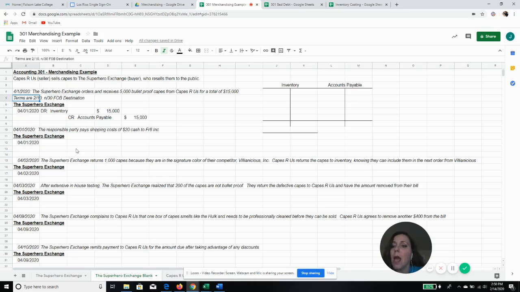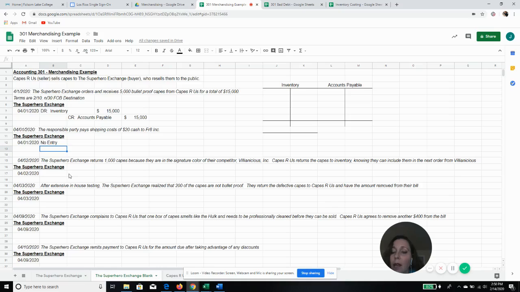The next entry says on 4/1/2020, the responsible party pays shipping costs of $20 to Freight Inc. Our terms are FOB destination. That means free on board destination, or free to the buyer. The seller is going to pay the transportation costs. And so while we are doing the Superhero Exchange, we have no entry on this date.